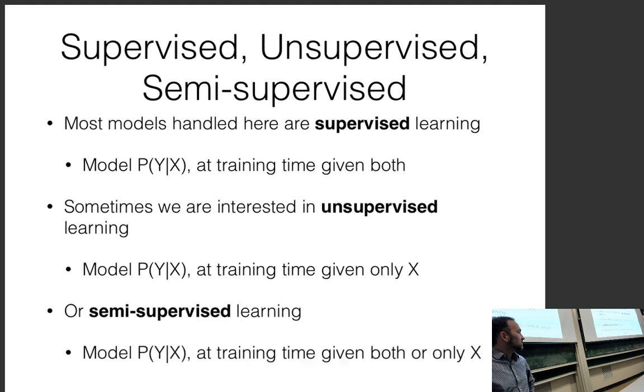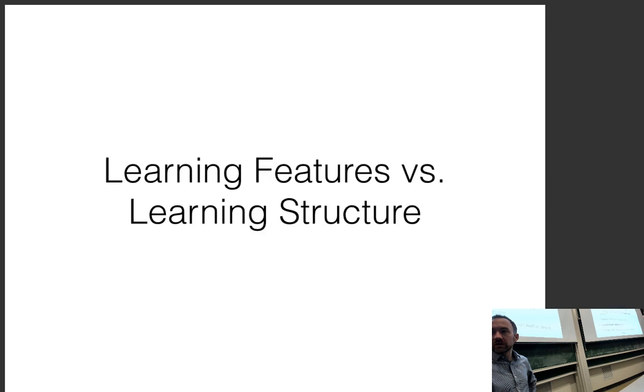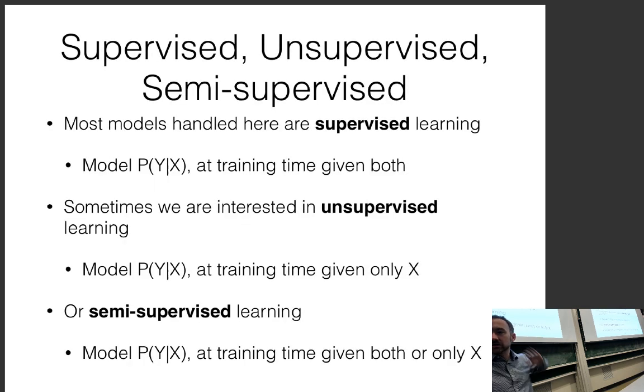And then semi-supervised learning, you're given both, essentially. You're given some data that has both x and y, but in some data you're given only x. So the reason why this is important is obviously for a lot of tasks we care about, it's hard to get the labels that we're interested in. So we would like to leverage unlabeled data to do this.